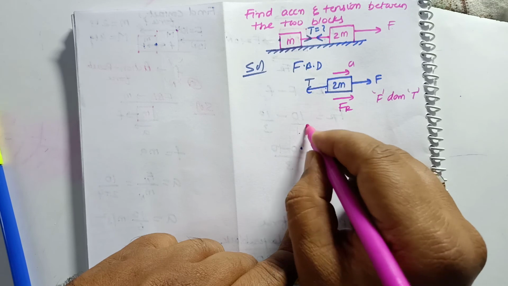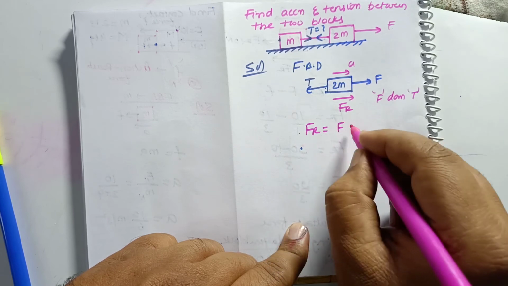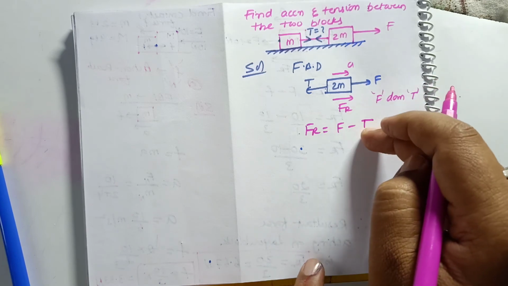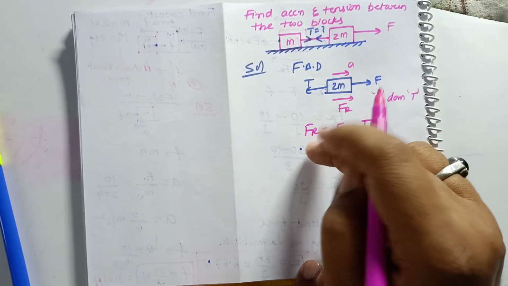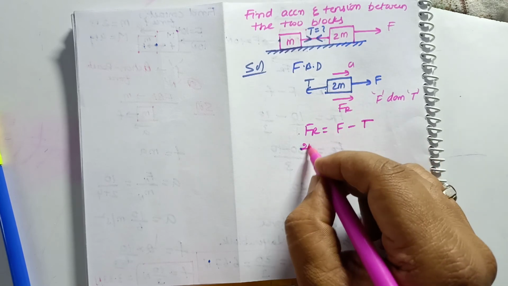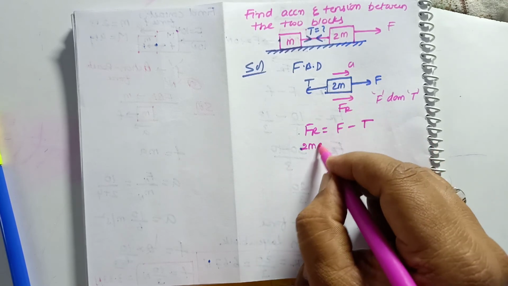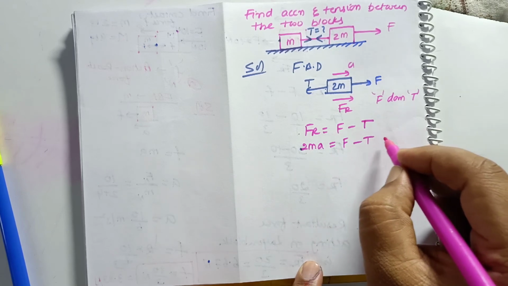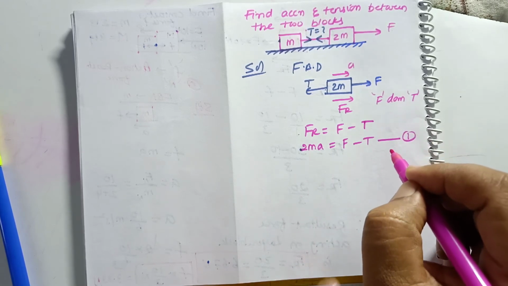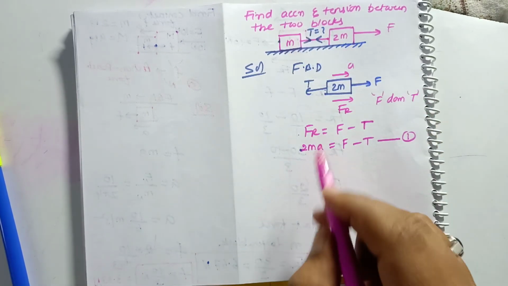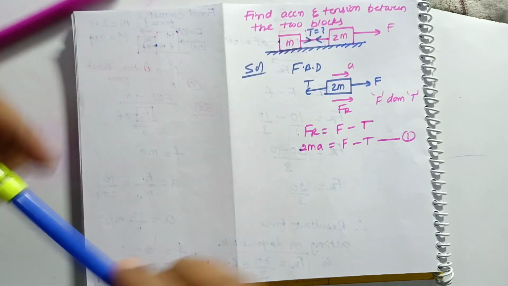So what are you going to write for the resultant force here? Resultant force is nothing but capital F minus tension T. Then what is this resultant force? Resultant force is mass of the block, that is 2m, into acceleration, that is a. So therefore capital F minus tension T is equal to 2ma. Let me take this as equation number 1. It is very simple now. You can just find out the tension also. You can take a free body diagram for mass m also.